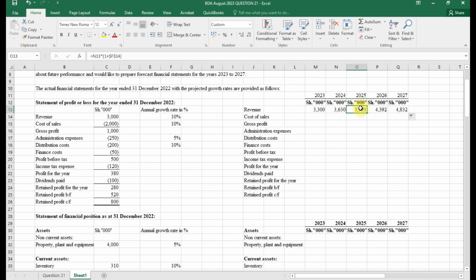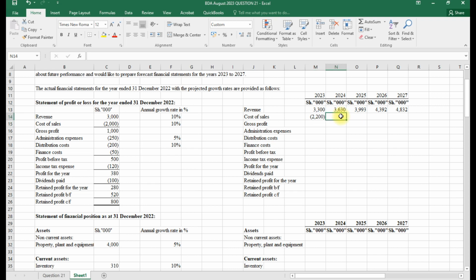You can find that when you click this, it has taken N13, and then N13 is this. When you click this, it has taken Q13, or 13 in that particular order. So that will be our revenue. The cost of sales is by 10% again. This will be this, and you multiply by 1 plus, our rate is 10% still, and you will fully lock that.